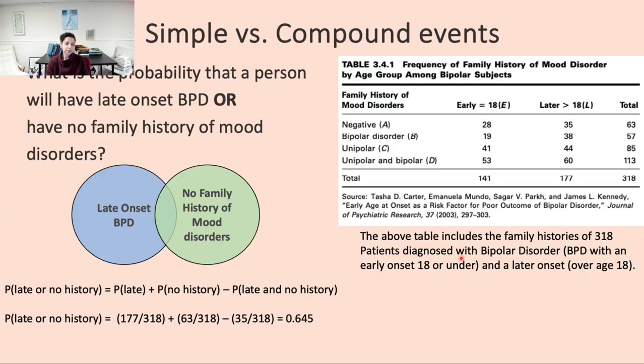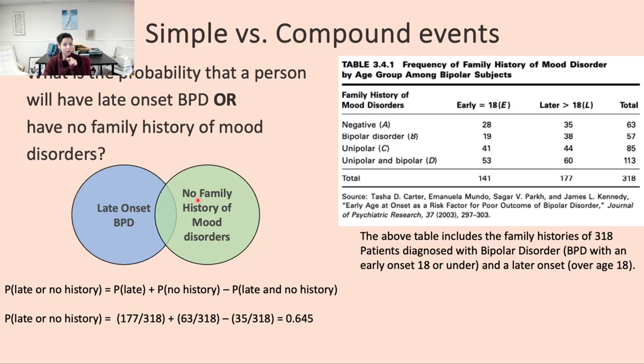So let's do another example. Let's use our bipolar disorder group for data for that. What is the probability that a person will have late onset bipolar disorder or no family history of mood disorders? Late onset bipolar disorder, that's this group right here, or no history of mood disorders. So what we're looking for is the group that has late onset bipolar disorder. There's a group with no family history of mood disorders.